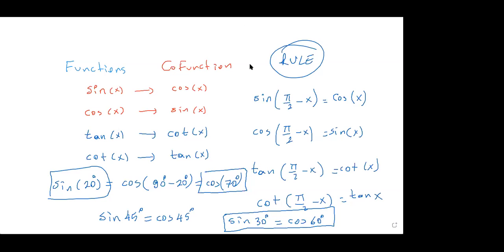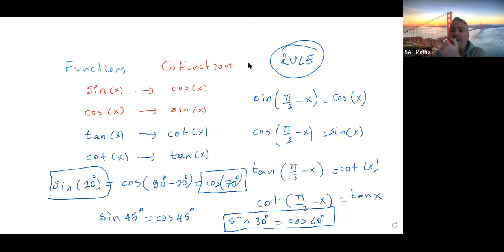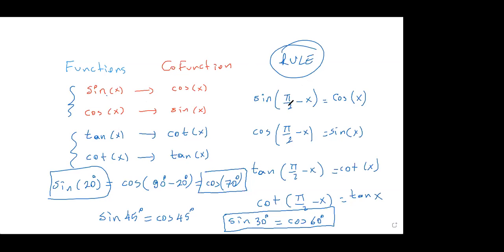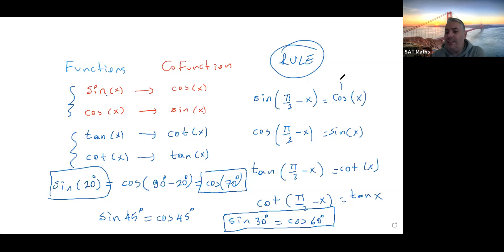But this is only one thing. So sine, cosine, cosine, sine. These are cofunctions. Tangent, cotangent, cotangent, tangent, cofunction. And we have only one rule: 90 minus x, its cofunction. I mean, sine of 90 minus x is cosine of x. That's it. These are the same.